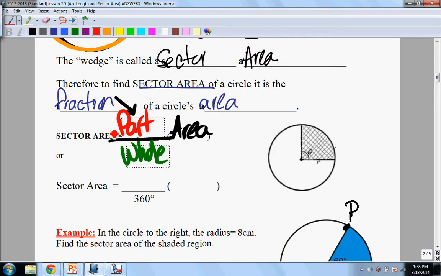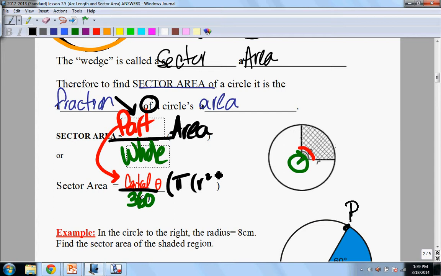Okay, so the equation, again, this is where we're aiming towards the equation. When I say part, we use that central angle. So just write central angle. We use theta as an angle. Central angle, that we use theta for angle, times 360, which of course is the whole, over 360. You caught me. Yes. Good deal. Times, because of is times, pi, parentheses, radius squared. It's just, okay, don't freak out with all the equations. It's just a fraction of the area.